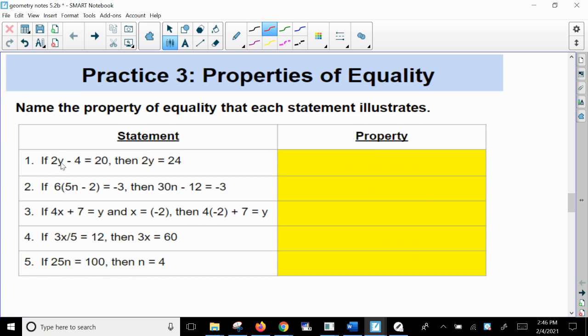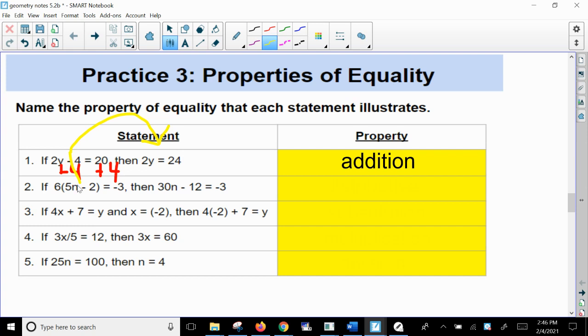Number 1, if 2y minus 4 equals 20, then 2y equals 24. That's addition property. How come? In order to go from here to here, you would have had to do a plus 4 on each side. Plus 4. And then those 4s would have been gone, and you're left with 2y equals 24.